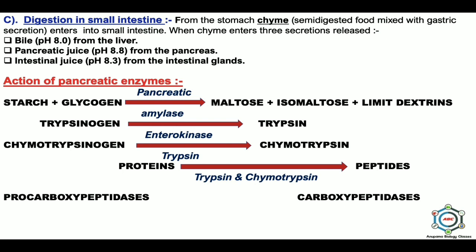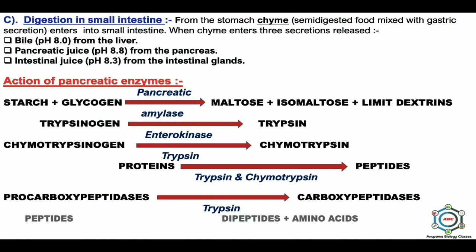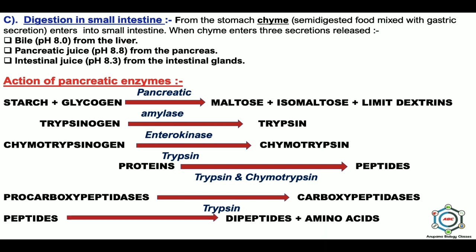After that, procarboxypeptidase is also present in pancreatic enzymes, and it is converted into the carboxypeptidase with the help of trypsin. After that, peptides are converted into dipeptides and amino acids with the help of this carboxypeptidase.